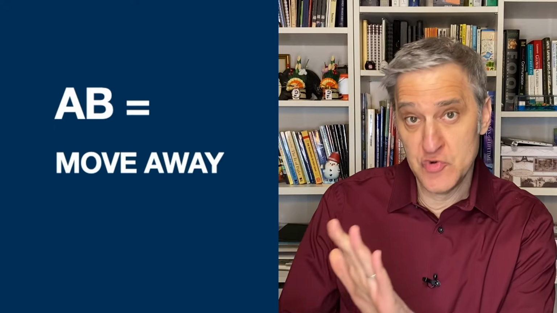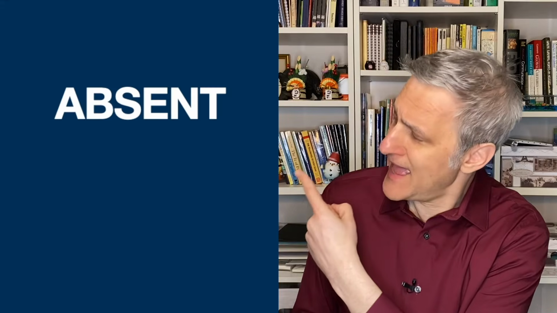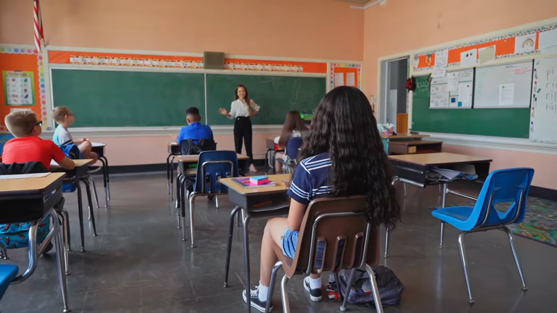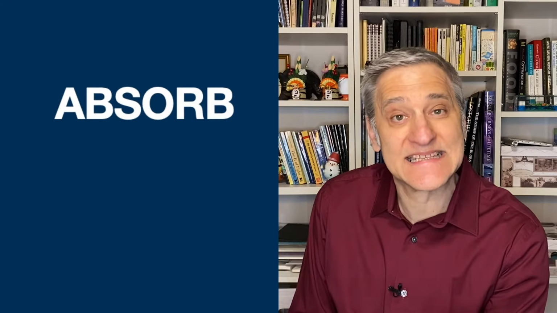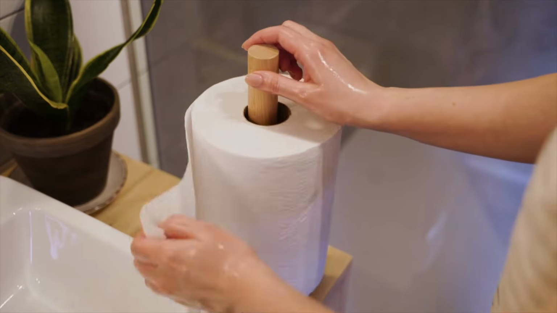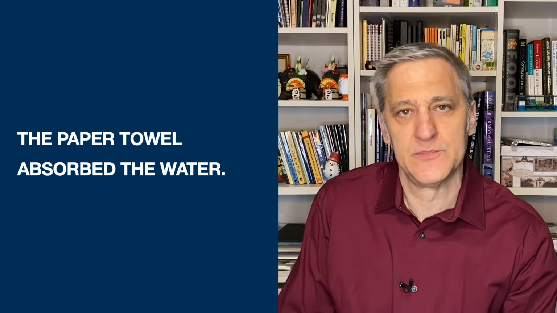All right, let's start with number 1, which is ab. And ab means to move away. Ab, to move away. A word example that uses ab is absent. Maybe you know this from class at school. The student was absent yesterday, or I was absent yesterday. Another word that uses ab is absorb. So an example sentence: the paper towel absorbed the water.